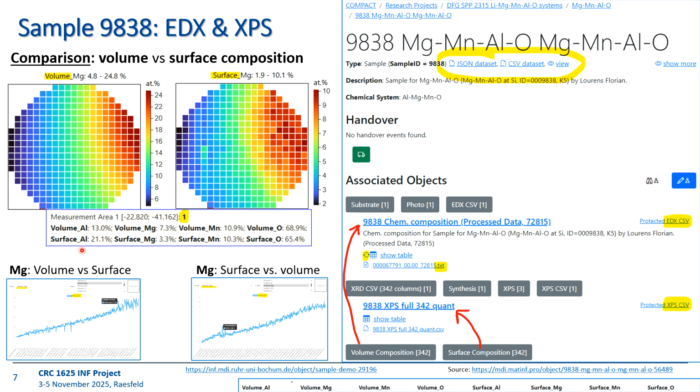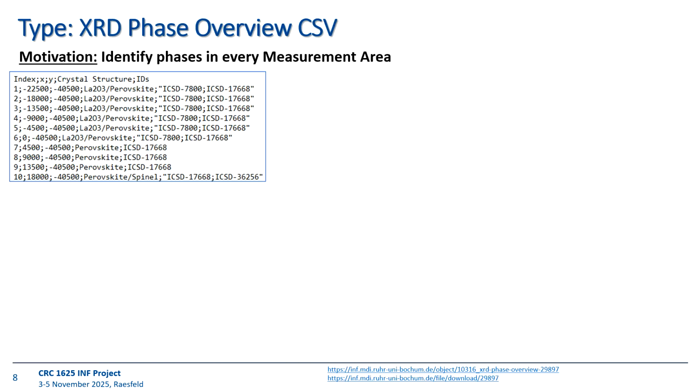Another, even more interesting example, where an even greater variety of data is observed, you might find in the demo INF tenant.